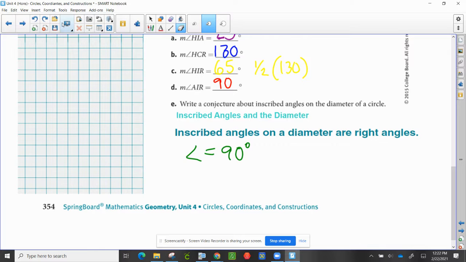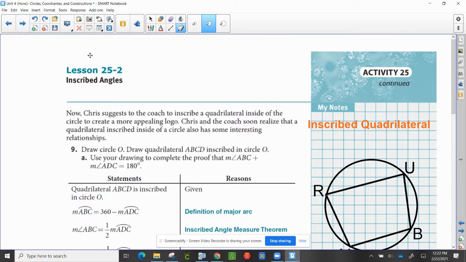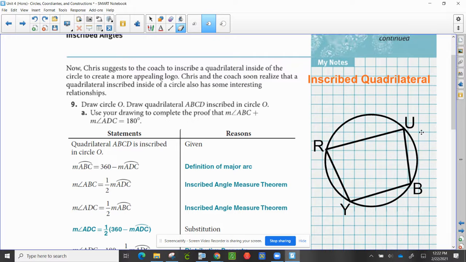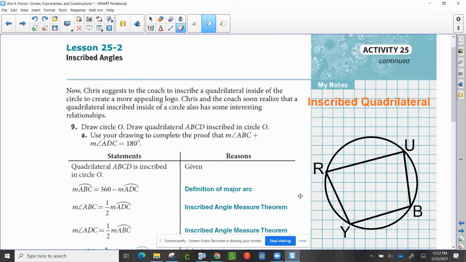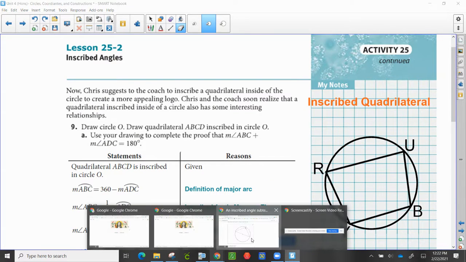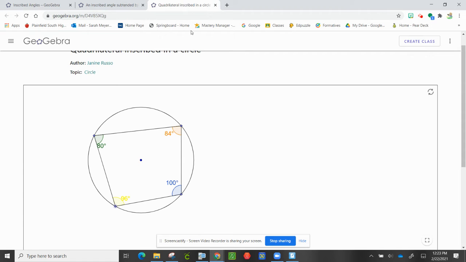All right, let's move on to the last theorem that we're going to talk about today, and that's when we have an inscribed quadrilateral. So that's something that looks like this picture here. Say I have this circle, and we have inscribed quadrilateral RUBY. Now this proof I filled in for you, and you can look at that proof if you would like, but let me show you instead a little demonstration here. We have a circle with an inscribed quadrilateral.